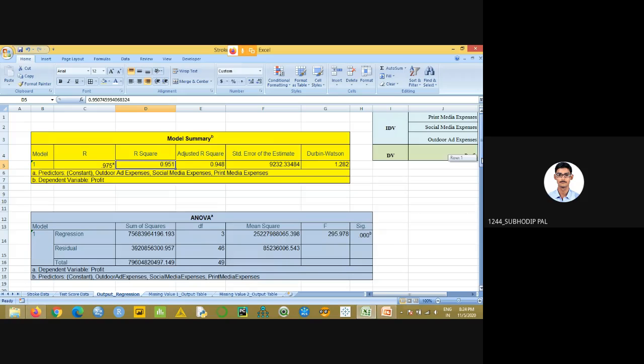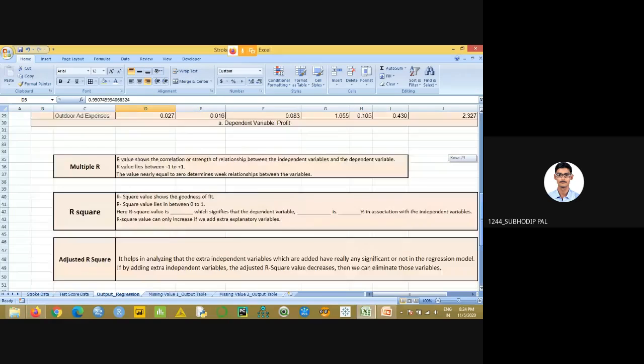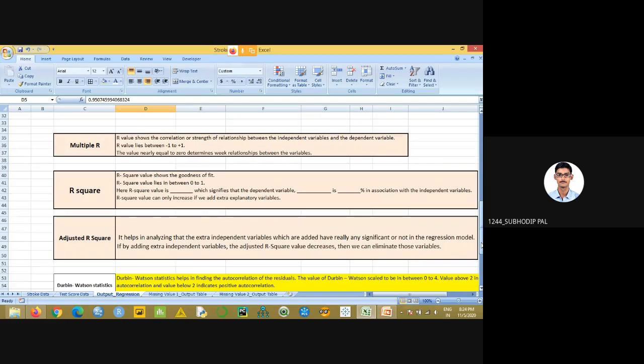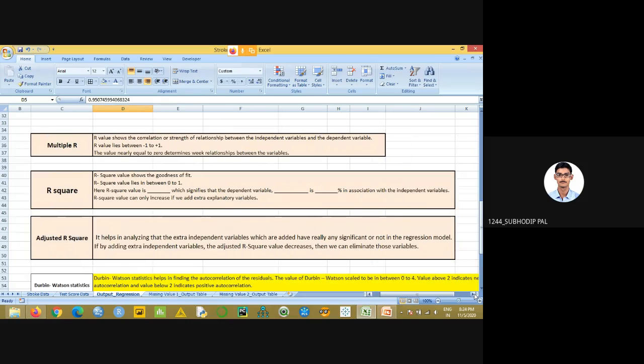Next, I hope it's clear. R value is clear, right? Any doubt on multiple R value or the R value interpretation?